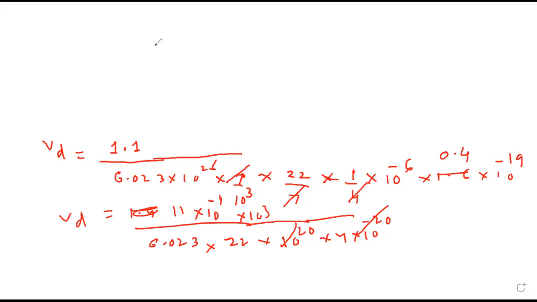Now we got 10 raised to 3 goes up, 11 into 2. So drift velocity equals 8. 4 into 2 is 8. 8 into 6, 48. 4 goes up, 63 up. 6 into 2 into 4, 8. 8 into 6, 48.